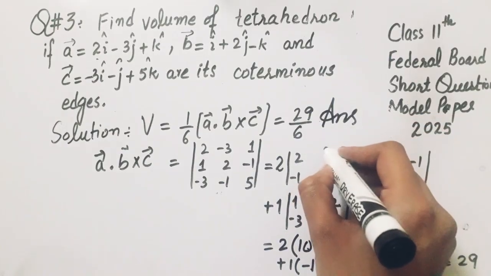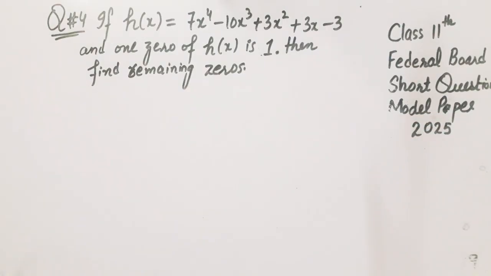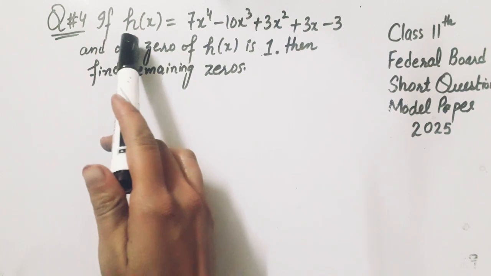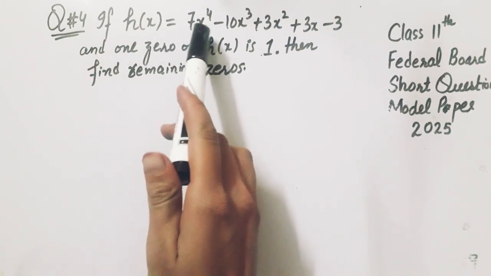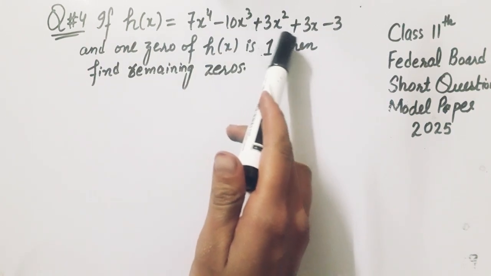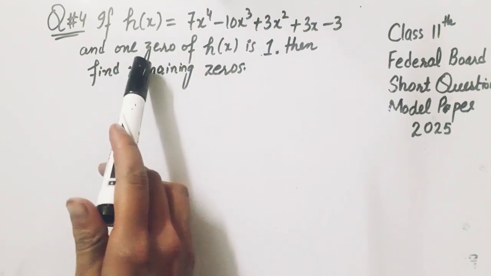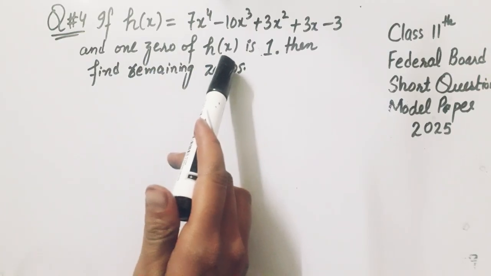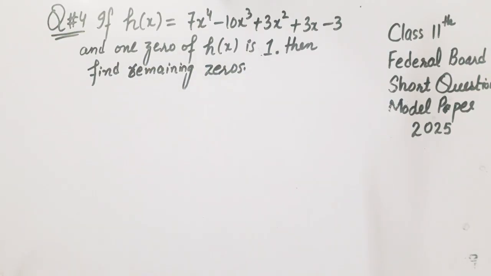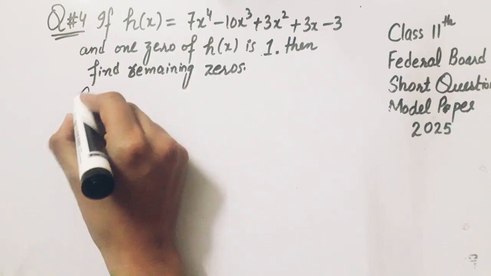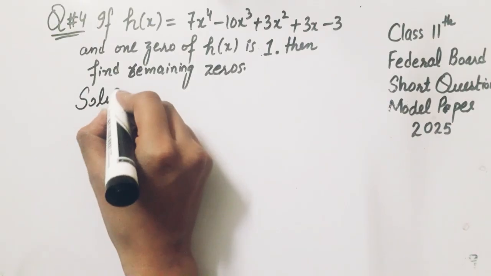Now we will solve question number 4. In question number 4 we have the function h of x equal to 7x^4 minus 10x^3 plus 3x^2 plus 3x minus 3, and only one zero of h of x is 1. Then find the remaining zeros. Now we will solve this question by synthetic division.